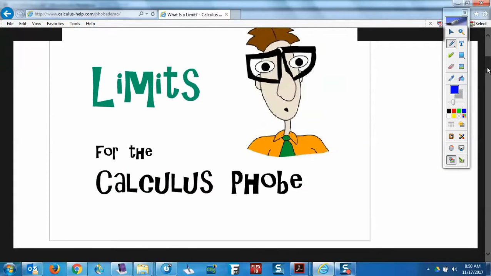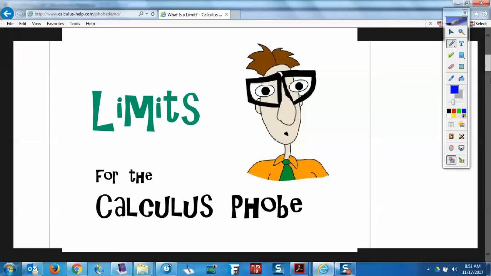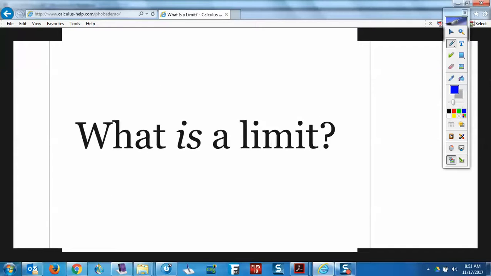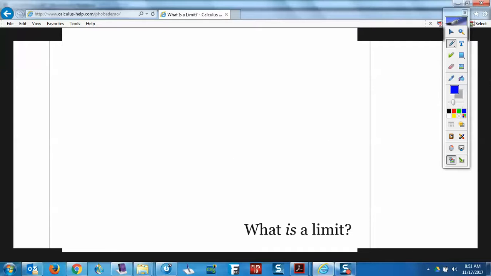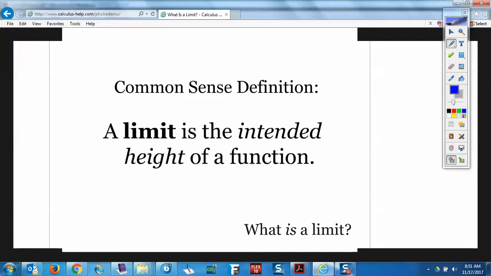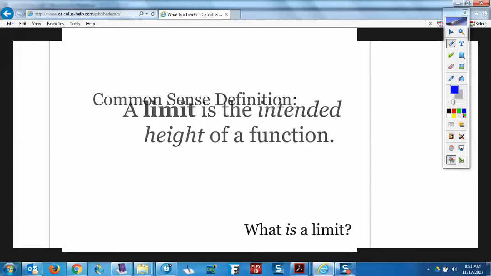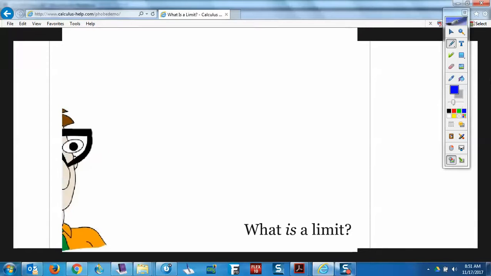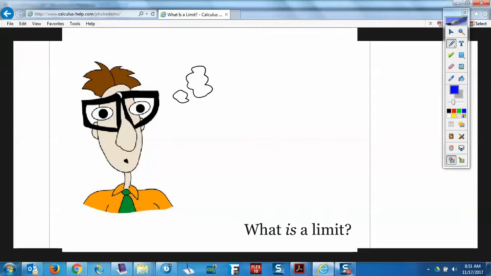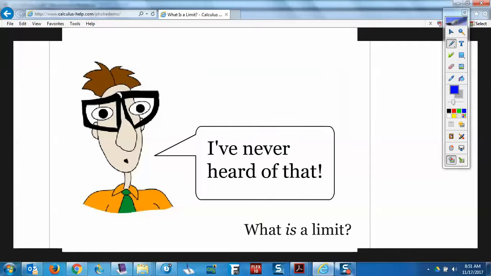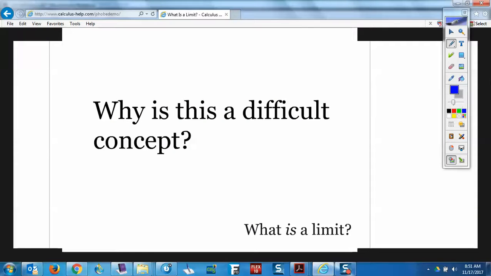You may have heard a lot of talk about limits, but the plain fact remains, most people don't understand what a limit is. So for now, we're going to focus on what is a limit. In basic terms, a limit is a height that a function intends to reach. That's pretty important, so let's say it one more time. A limit is the intended height of a function. Now this might give you pause. You might think, how am I supposed to know what height a function intends to reach? I don't even know what my intentions are most of the time. How am I supposed to discern the intentions of a function? That's a good question.